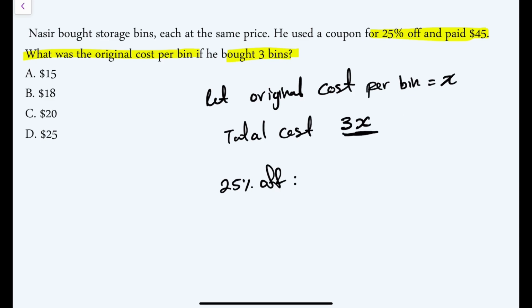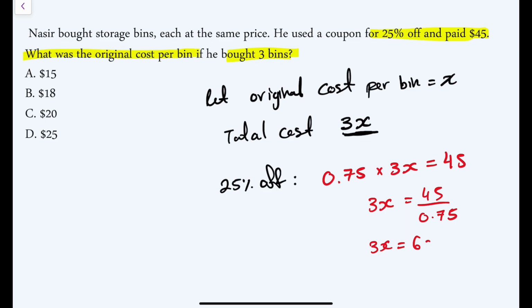And again, we convert percent to decimal, 0.75 times 3X. And that needs to equal $45 because that's how much they told us they paid, right? The total cost. So we solve, we divide by 0.75. 3X is equal to 60. Then divide by 3. X is equal to 20.